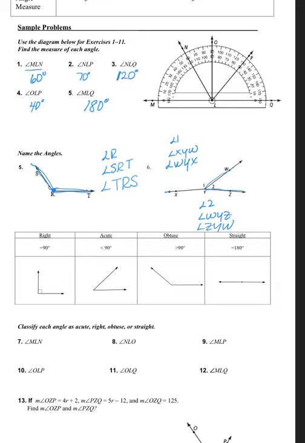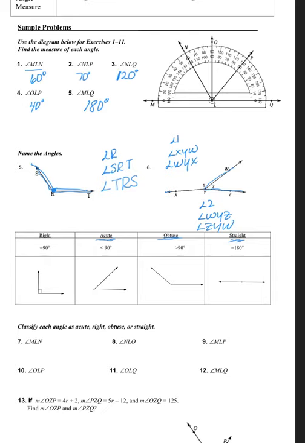Okay, the next section says this is how you would classify them. So we know a right angle is 90 degrees. We know the acute angle is less than 90 degrees. He's small, he's cute. Obtuse is greater than 90, so he's big, he's fat, he's obtuse. And then you've got this straight angle, which we've talked about just briefly earlier. That one is 180 degrees. It's a straight line.